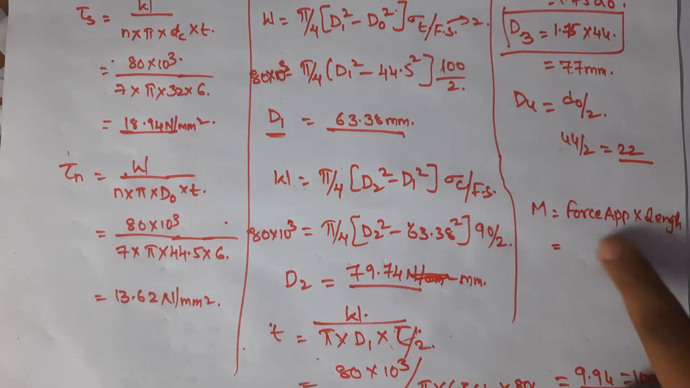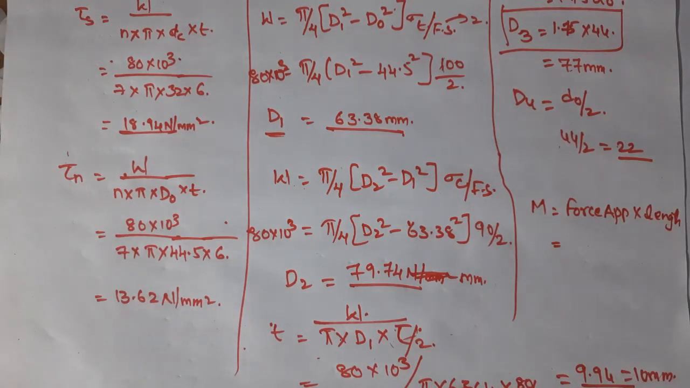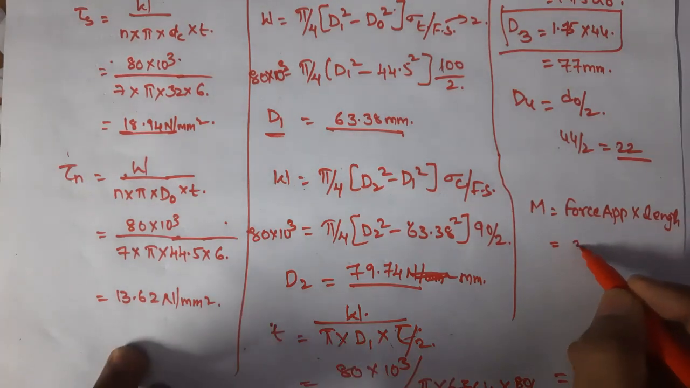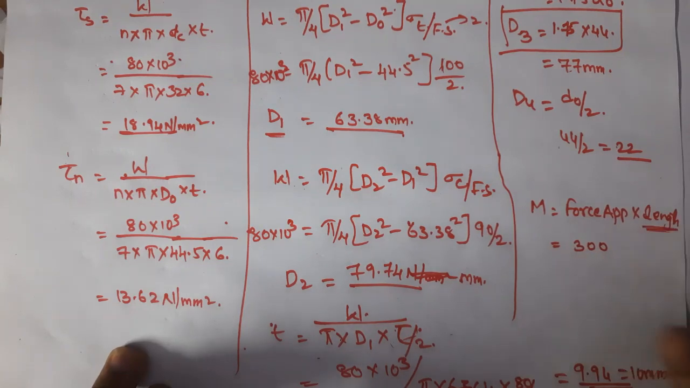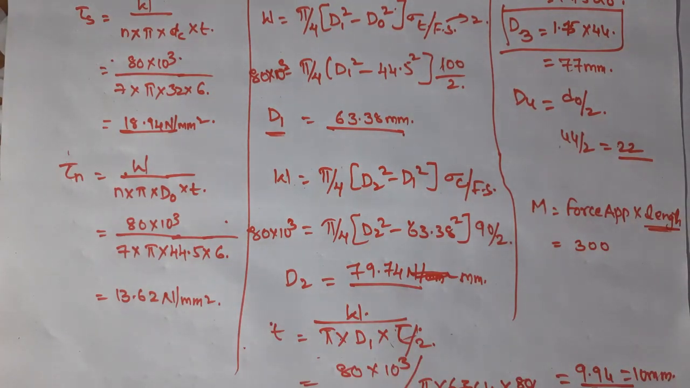Here, assuming that the force applied will be 300 newtons by a person. Normally a person can apply around 300 to 400 newtons. So the length of the lever, we will be assuming the force as 300, and the length of the lever can be calculated. Before going to that, we need to calculate the total torque to which the handle is subjected.